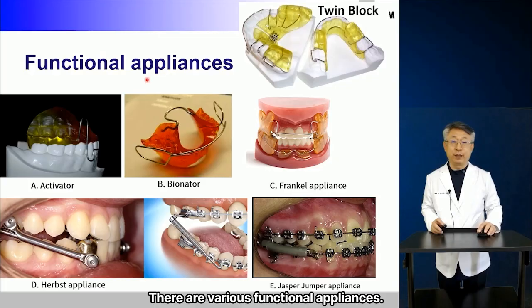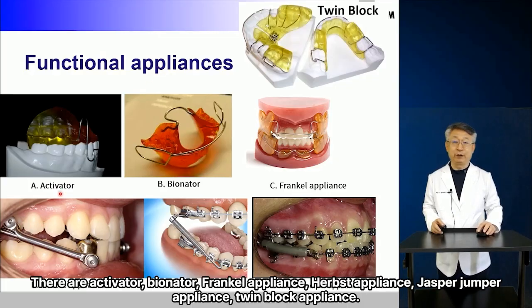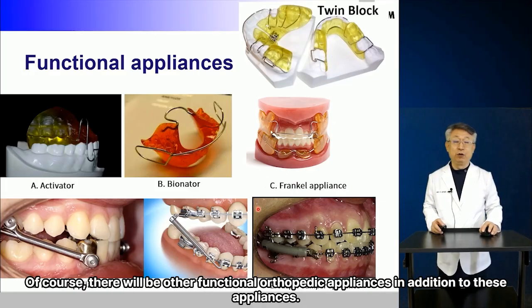There are various functional appliances. There are activator, bionator, Frankel appliance, Herbst appliance, Jasper jumper appliance, twin block appliance. Of course, there will be other functional orthopedic appliances in addition to these appliances.